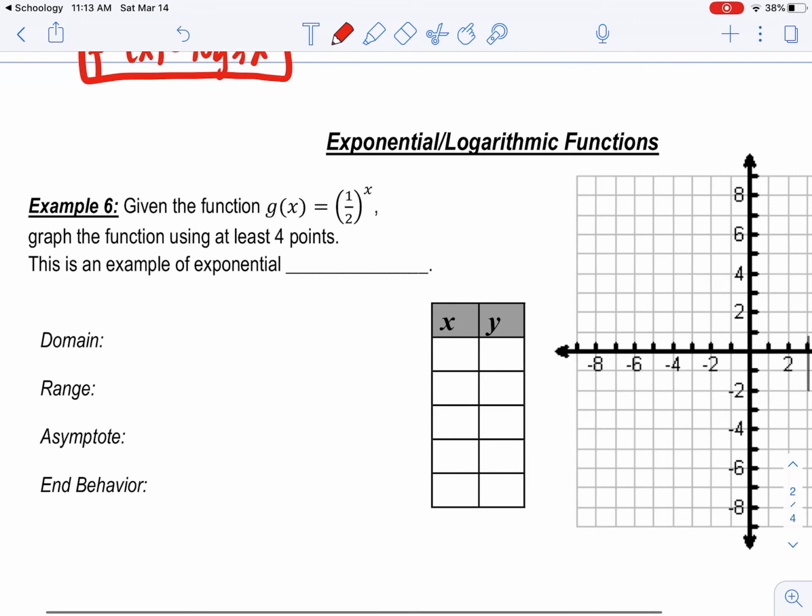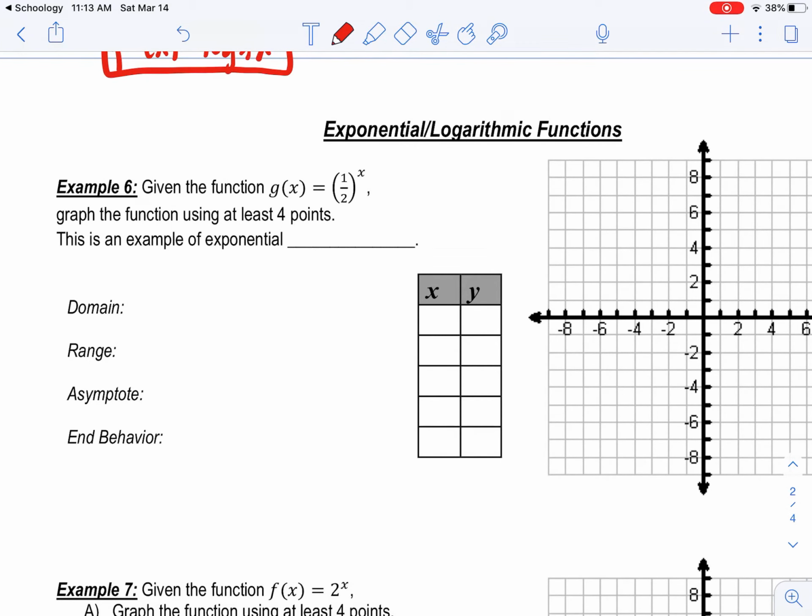All right, last but not least, we have graphing exponential functions and stating the domain, range, asymptote, and end behavior. So it says, given the function g of x equals 1/2 to the x power, graph the function using at least 4 points. And then it says this is an example of exponential blank. So we're looking for whether it's exponential growth or decay. So we'll see what the graph looks like before we decide that. So what I'm going to do is plug in the values -1, -2, 0, 1, and 2, just so I can get an idea of what this looks like here.